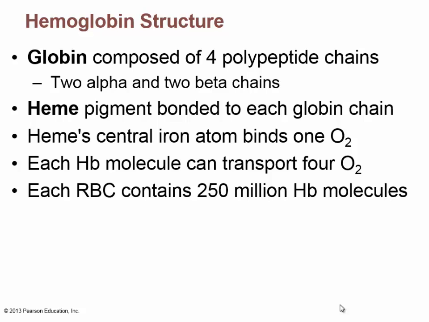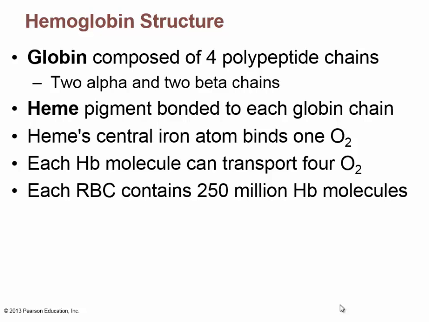Now, more about that hemoglobin structure that makes up most of the red blood cell. One, the globin part of the hemoglobin is composed of 4 polypeptide chains. Now, first, what's a polypeptide? Something that's going to become a protein.